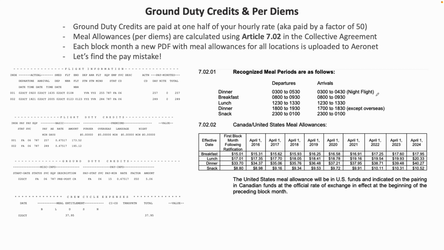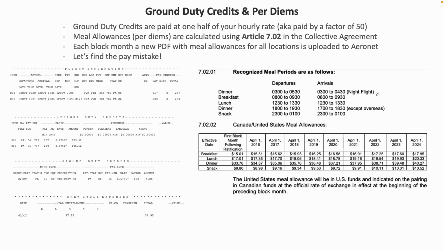So, one more point of review. We look over ground duty credits and per diems and calculation of flight hours in our flight summaries. Ground duty credits themselves are paid at ground rate, which is 1/2 of your hourly rate, or a factor of 50. There's different ways to say the same thing, but it'll show up as a factor of 50 in your flight summary, and that just means you're paid at 1/2 of your hourly rate. As mentioned before, meal allowances are calculated using Article 7.02 in the collective agreement. And of course, a new PDF every month with all of the meal allowance amounts is uploaded to Aeronet.